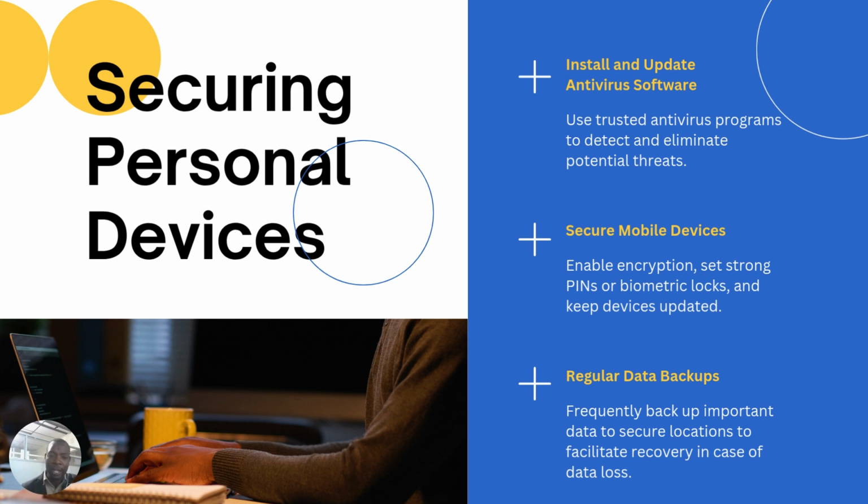Secure your mobile device. Enable encryption and set strong PINs and biometric locks, and keep the device updated. The operating system, always look for the updates and make sure you update the software. Regular data backups: frequently back up important data to secure locations on site or off site, to facilitate recovery in the case of a data loss.